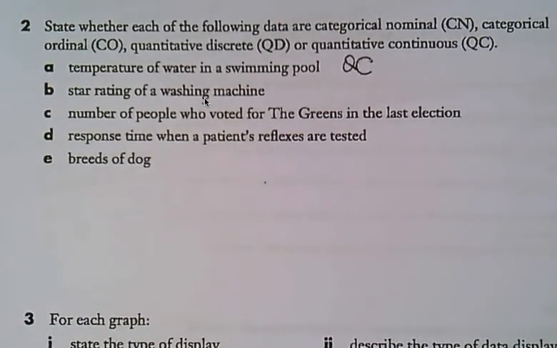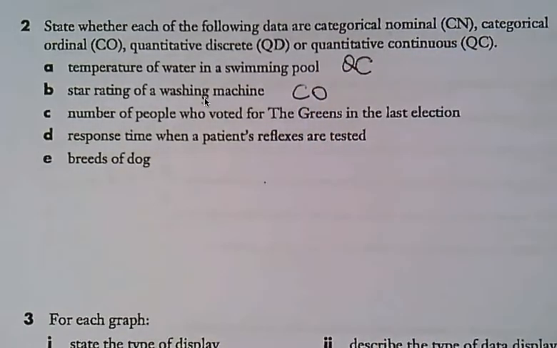So it is sort of putting them into categories, but the numbers are defining the categories. So we're going to go categorical, but we're going ordinal because you can put it in order. The higher the stars, you can go from 1, 2, 3, 4, 5. Really tricky one, that one.